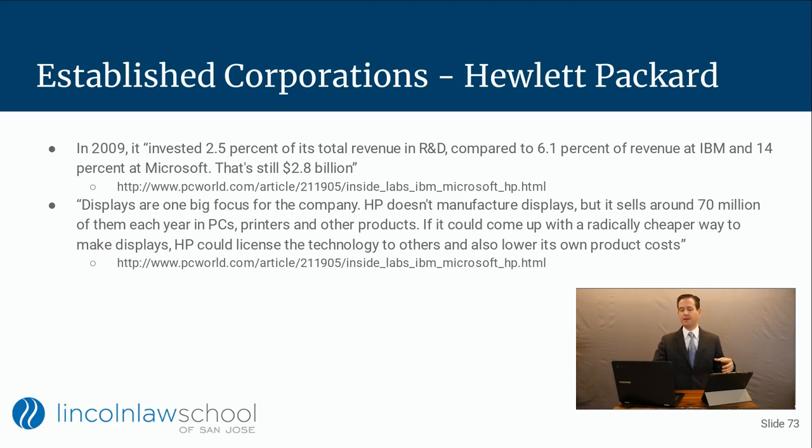Now, they indicated around this time that displays are one big focus of the company. HP doesn't manufacture displays. It sells around 70 million of them each year on PCs, printers, and other products. And the problem that they were facing is if we could actually come up with a better way to make displays, we could license the technology to others, and at the same time it would lower our own production costs. So when they went in to determine how to lower our own production costs, they saw that if we could suddenly be manufacturing our own displays, not only would that significantly decrease our own production costs, but it may allow for a new revenue stream.